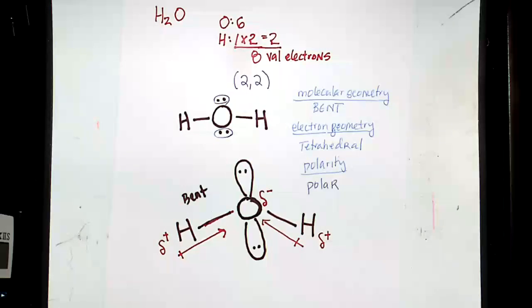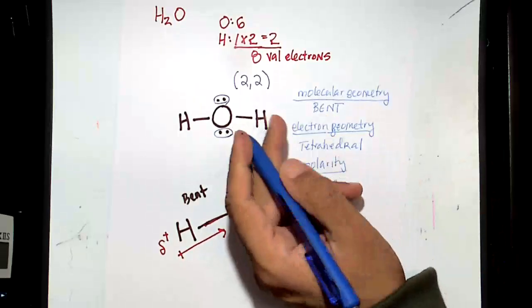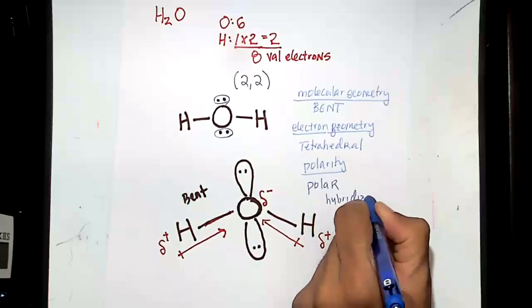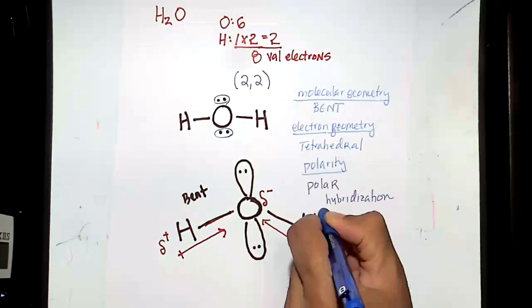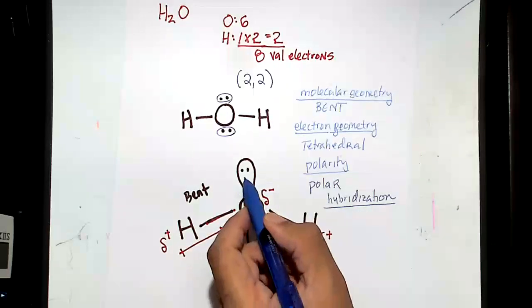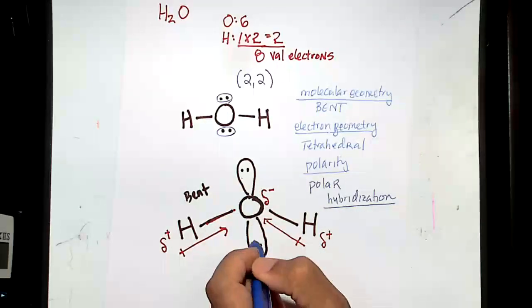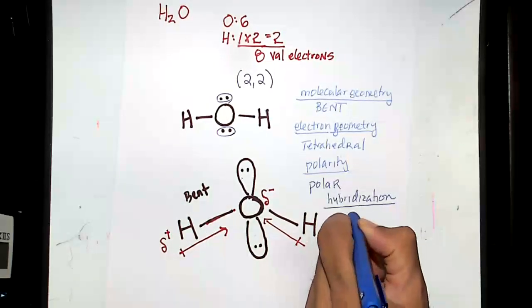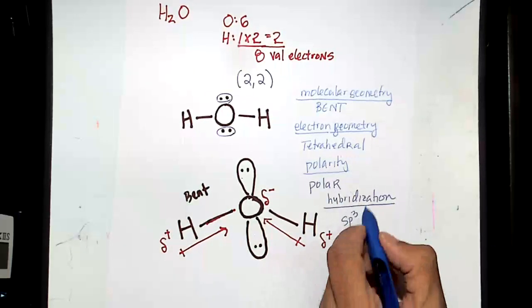Okay, and finally, what's the hybridization? Okay, 2 plus 2 is 4. This is an sp3 hybridized oxygen. An sp3 hybridized oxygen. One of the p's will house this lone pair. One of the p's will house the other lone pair. But this is an sp3 hybridized oxygen.